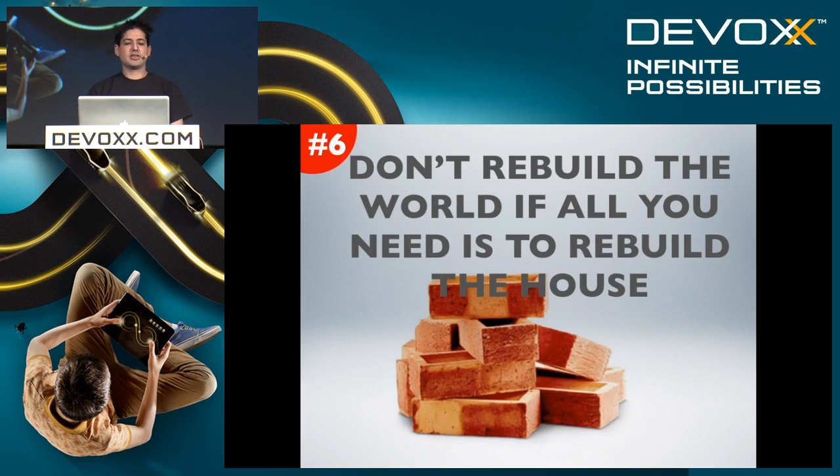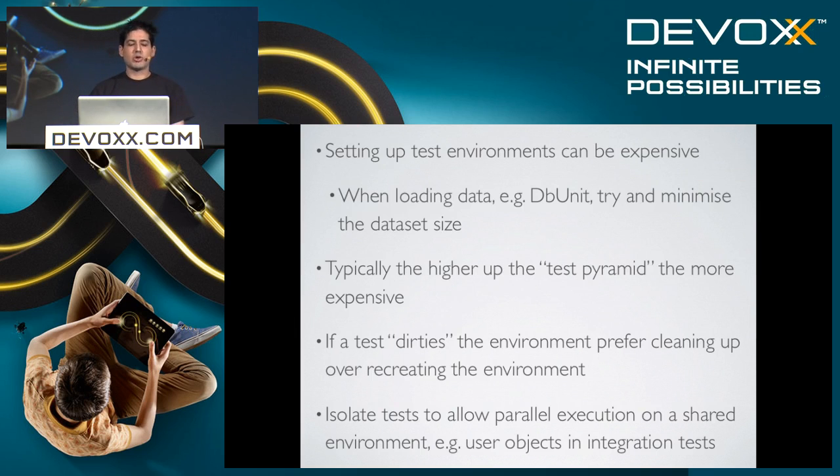Rule number 6, don't rebuild the world if you just need to rebuild the house. So what do I mean by this? DB unit, for example. It's great. You can spin up a database, you can populate it, but that takes time. And if you're doing that for every method and every test, you're increasing the runtime of your tests. And what we want for your tests is quick, efficient, and effective, fast turnaround, good feedback for developers. So minimize your data sets if you can, and if you can't, then try and do some other things.